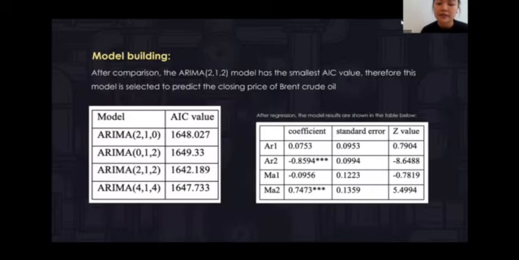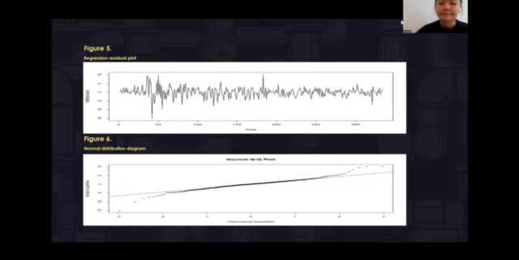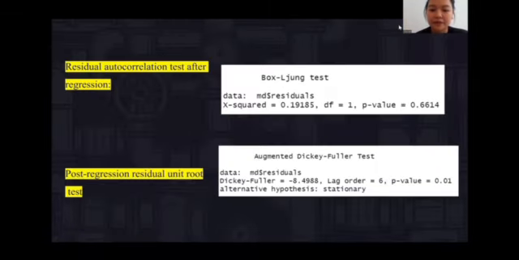After regression, the model result is shown in this table. Figure 5 below is the regression residual diagram, and Figure 6 is the normality test diagram of the regression result, which basically conforms to the normal distribution. With the first method, after the autocorrelation test of the residuals, the p-value is 0.7, which is greater than 0.1, indicating that there is no autocorrelation.